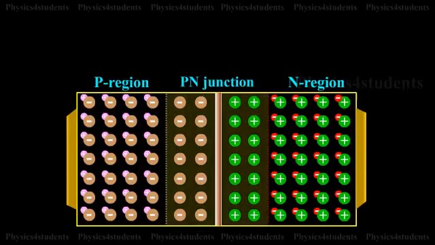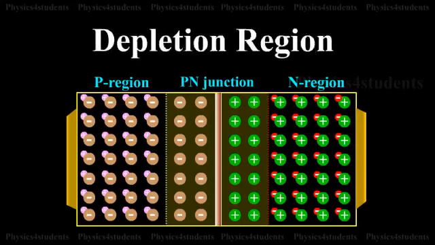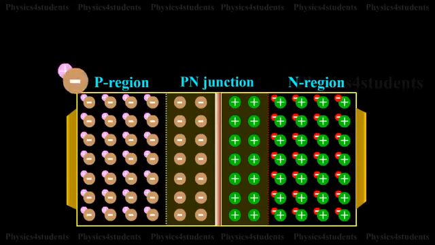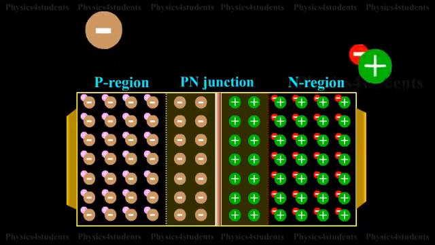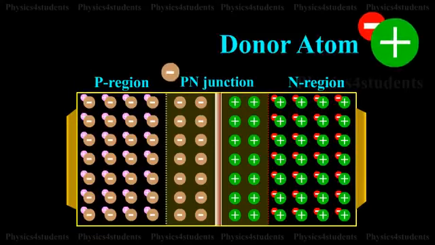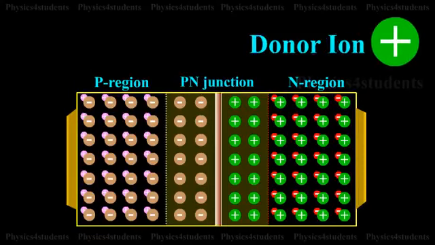Thus, a region is formed which does not have any mobile charges very close to the junction. This region is called depletion region. In this region, on the left side of the junction, the acceptor atoms become negative ions and on the right side of the junction, the donor atoms become positive ions.